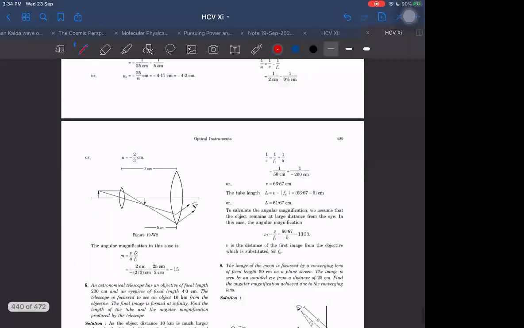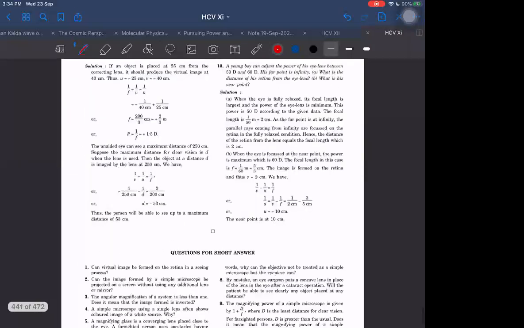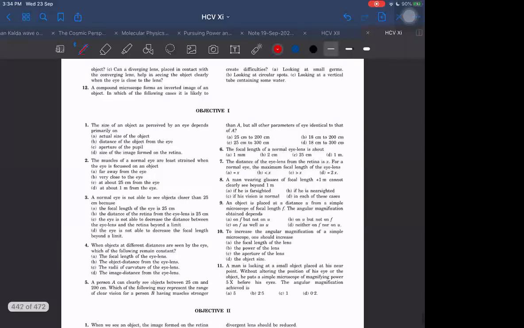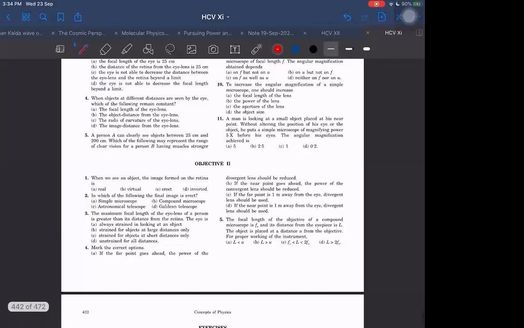That was our discussion on telescopes and the instruments. Do some questions, and some doubts will arise. I will discuss those in class.